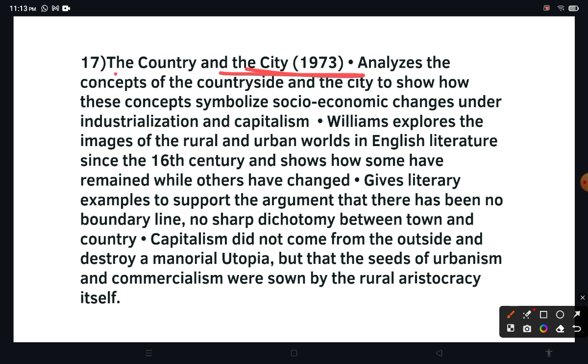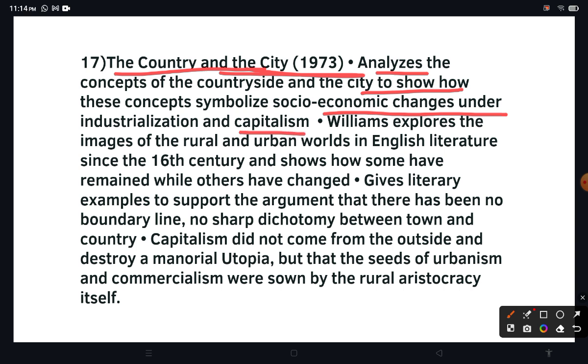So he said that in The Country and the City, when he was teaching in the university, he got the idea that the idea has not changed. People change, the society changes, but the idea of country and city does not change. Why? So he asked this question, and this work is all about this: it analyzes the concept of the countryside and the city to show how these concepts symbolize socio-economic changes under industrialization and capitalism.